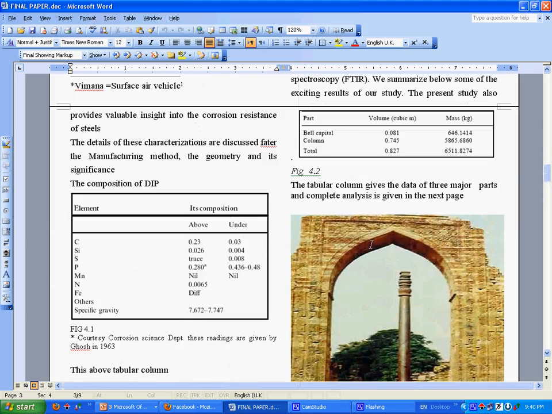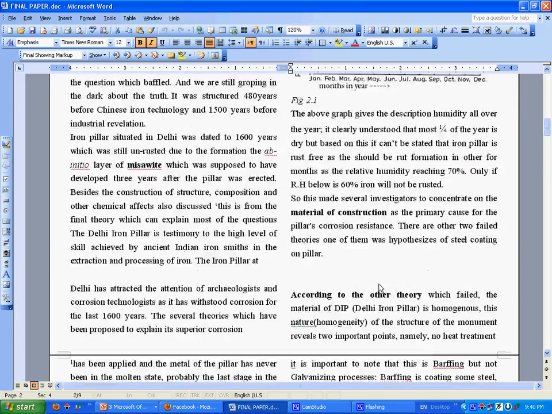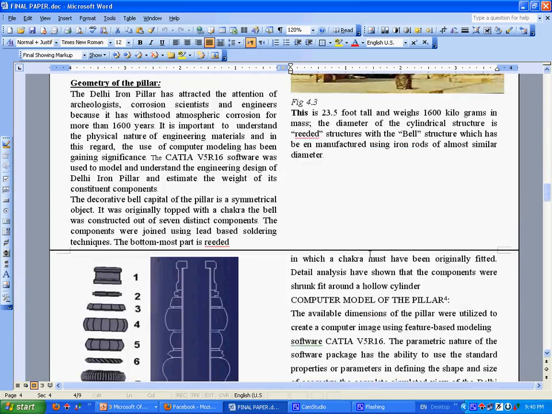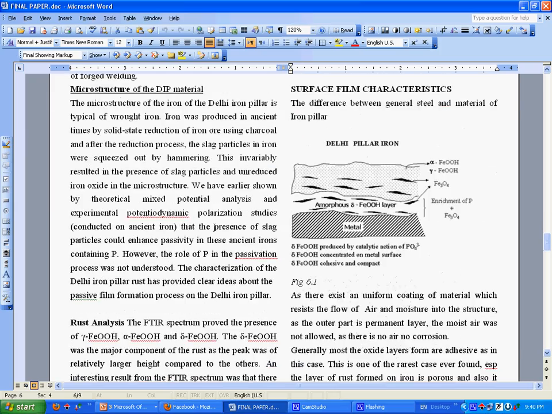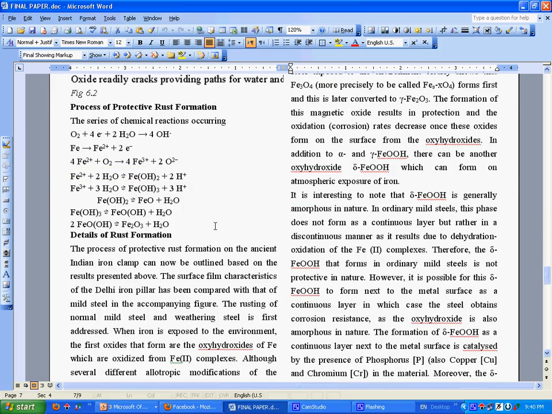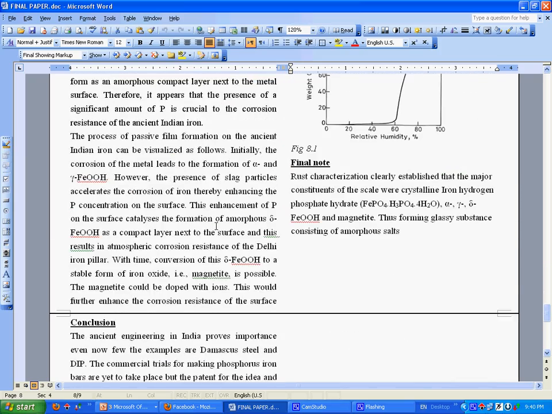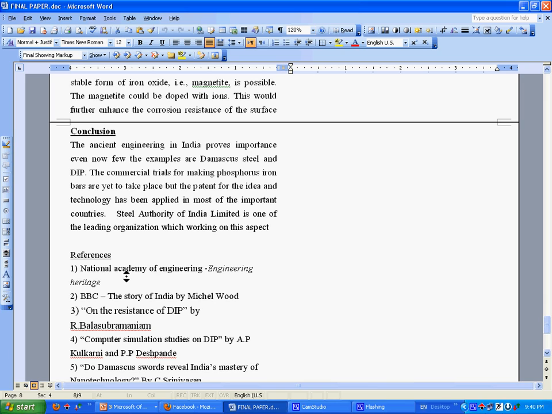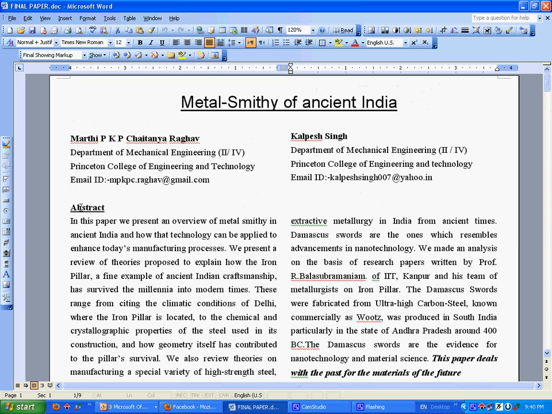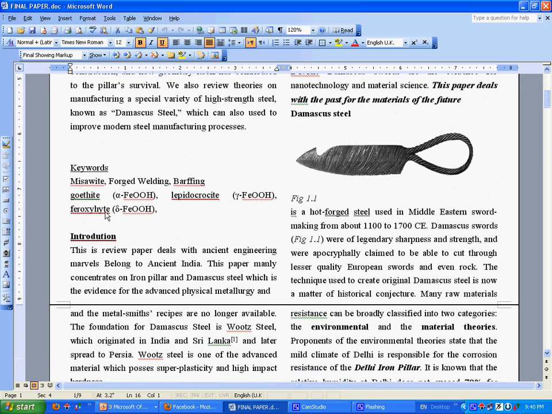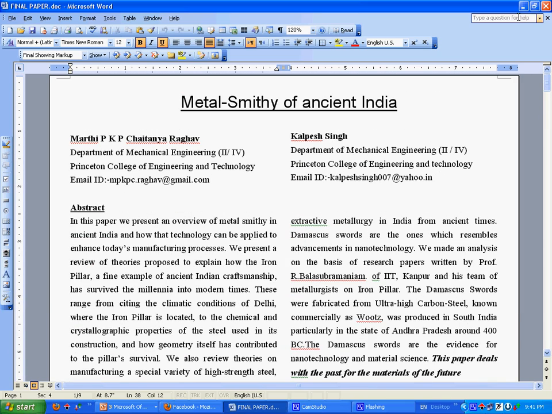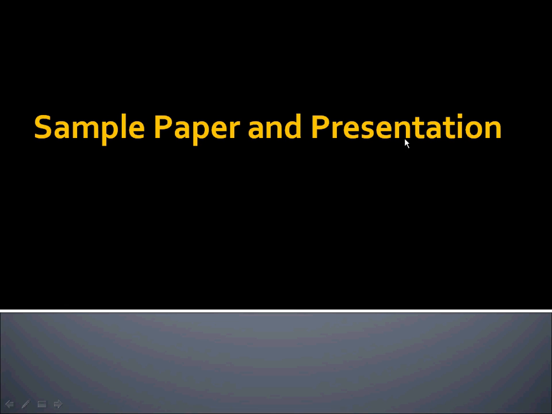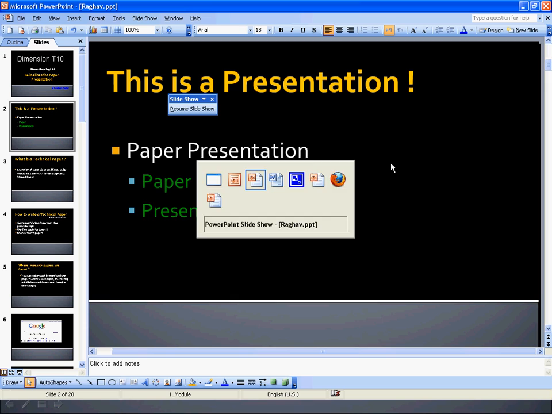It consists of tables, graphs, tabular columns, pictures, equations, chemical equations, mathematical equations, whatever you need to put. It ends with a conclusion and references, and starts with an abstract followed by an introduction. This is actually a two-column paper, and the two authors will be named like this. I will show you my respective presentation too.